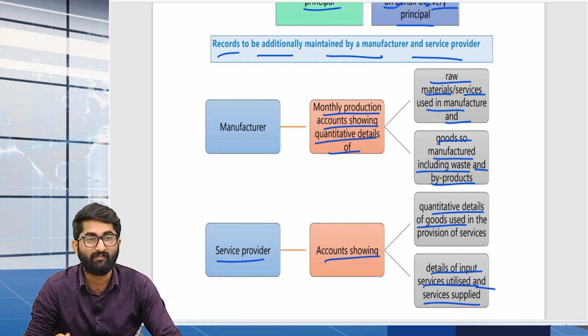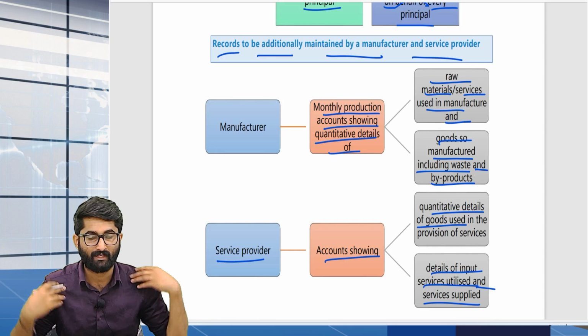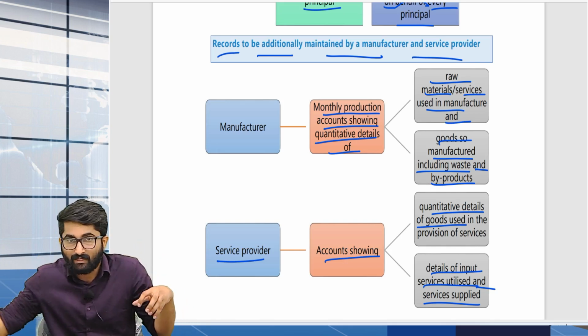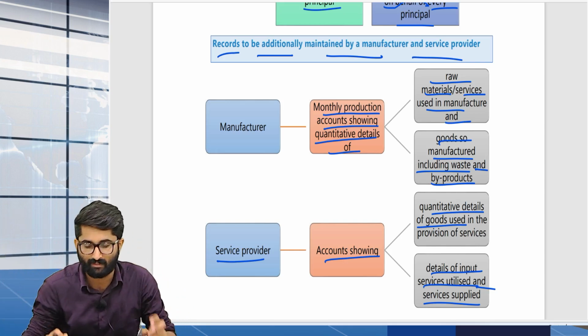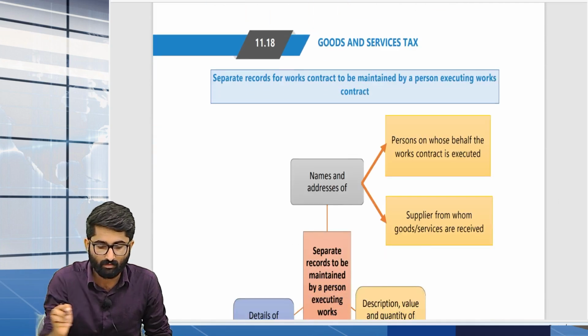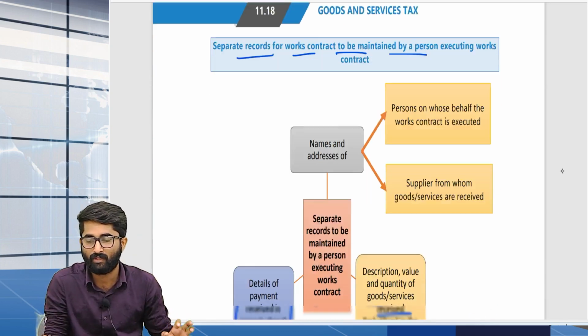Sometimes a service provider, such as a works contractor, takes the service of one more works contractor. This inward supply of service I have to maintain. Continued, separate records for the works contract are to be maintained. Now we are going to the works contract.